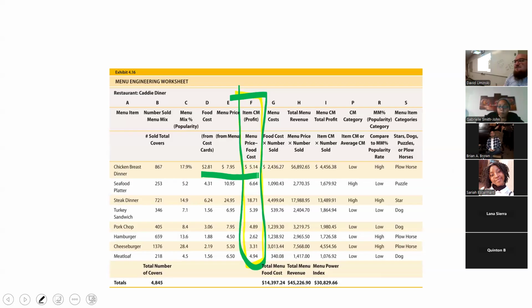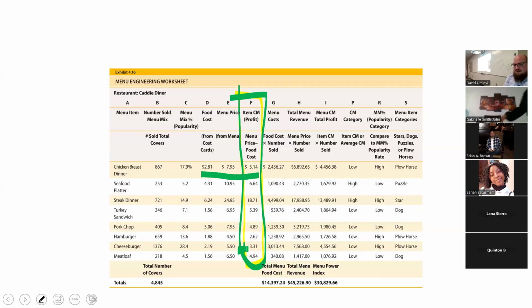How do you find the average of any group of numbers? Add them all up and then divide by the number we have. So we're gonna do the same thing. We're gonna add up all of our contribution margins, okay? So I will do it with you guys.